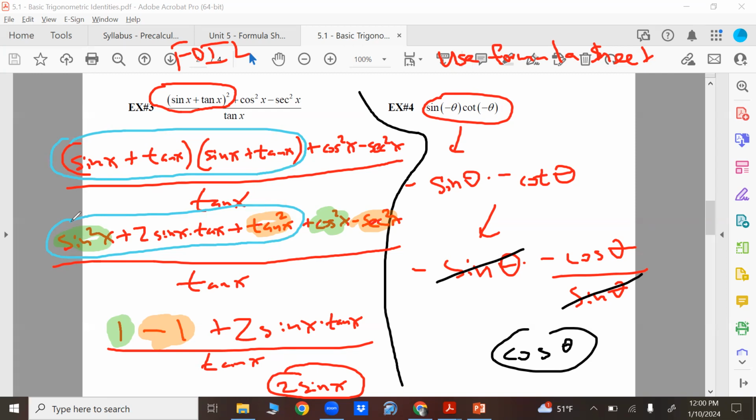And of course, these other two stay the same. I didn't touch these two. I just kept them the same and carried them up. So what's happening in light blue? You guys get the FOILing part, right? First, outside, inside, last. First sine, outside sine tan, inside sine tan, last tan. Now this is really the key step. By the way, as a test question, this third step would be worth the points. It's a really key step.